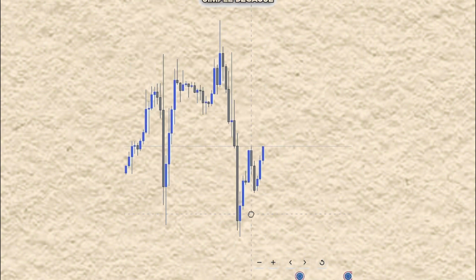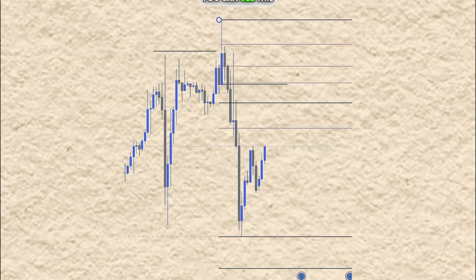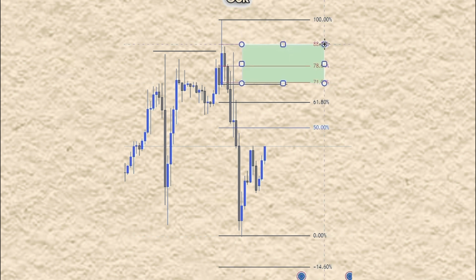Now this entry is actually very simple because we have our point of interest, which is the imbalance I just showed you. We have a liquidity sweep. We have a valid order block right here, and if we measure this entire range to the downside, you can see this order block fits nicely within our optimal trade entry area.